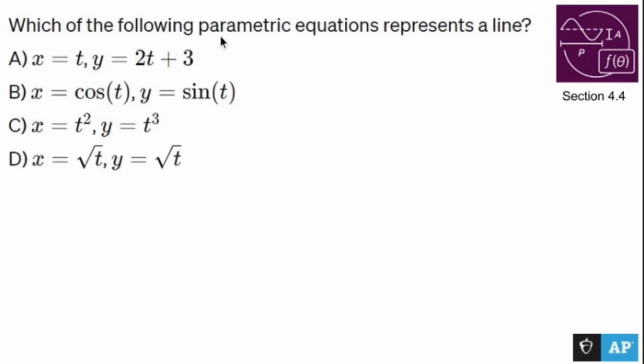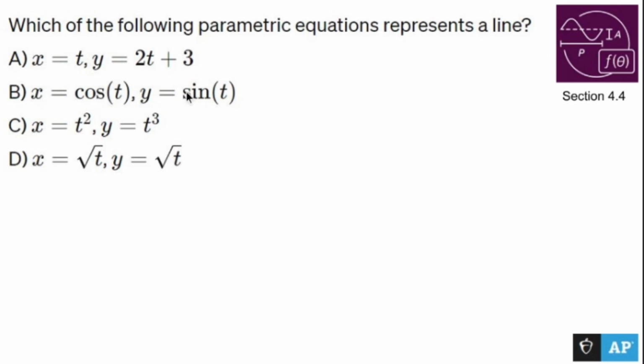Which of the following parametric equations represents a line? Well, we have four options here, and it's pretty obvious, but let's make sure we understand the other ones. What you do is you select t's, you plug them into these, and whatever x and y values, coordinates, that you get. I'm going to pretend that A is not there because that's the answer.